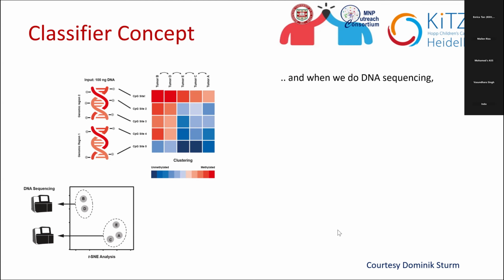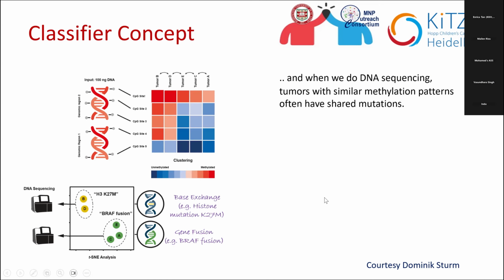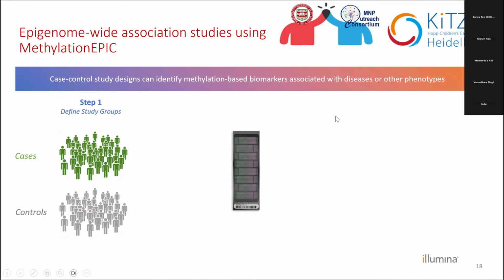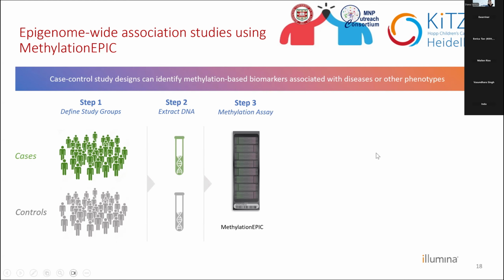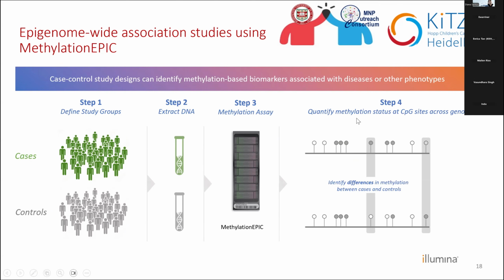Beautifully, when we do DNA sequencing, then tumors with similar methylation patterns often also have shared mutations. This is not only limited, of course, to tumors or to CNS tumors, but you can choose different study groups and then extract DNA and then do a methylation assay. And then by quantification of methylation status at different CpG sites, you would end up identifying profiles of the different study groups.